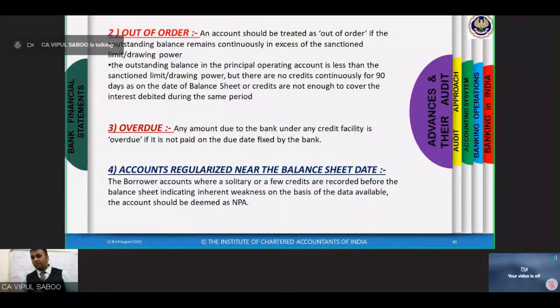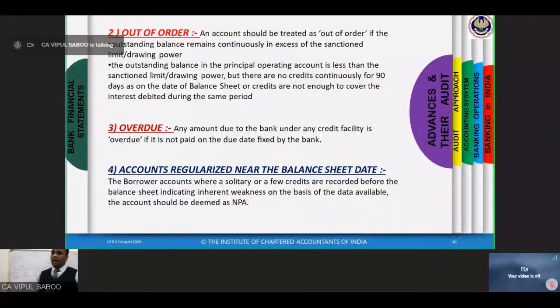Okay? So a CC account is treated as out of order if the outstanding balance remains continuously in excess of the sanction limit or drawing power. If you have been sanctioned 50 lakhs and your drawing power is 45 lakhs, and if the outstanding balance remains continuously in excess of those 45 lakhs, it is out of order. The outstanding balance in the principal operating account may be less than the sanctioned limit or drawing power, but there are no credits continuously for 90 days as on the date of balance sheet, or credits are not enough to cover the interest debited to the same.